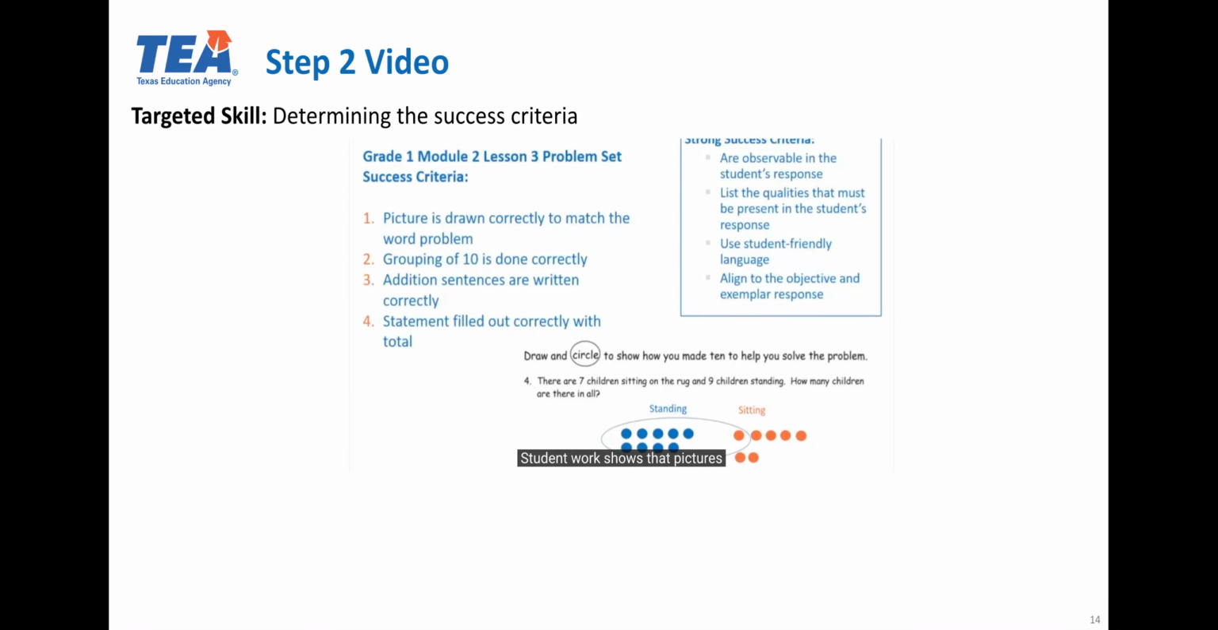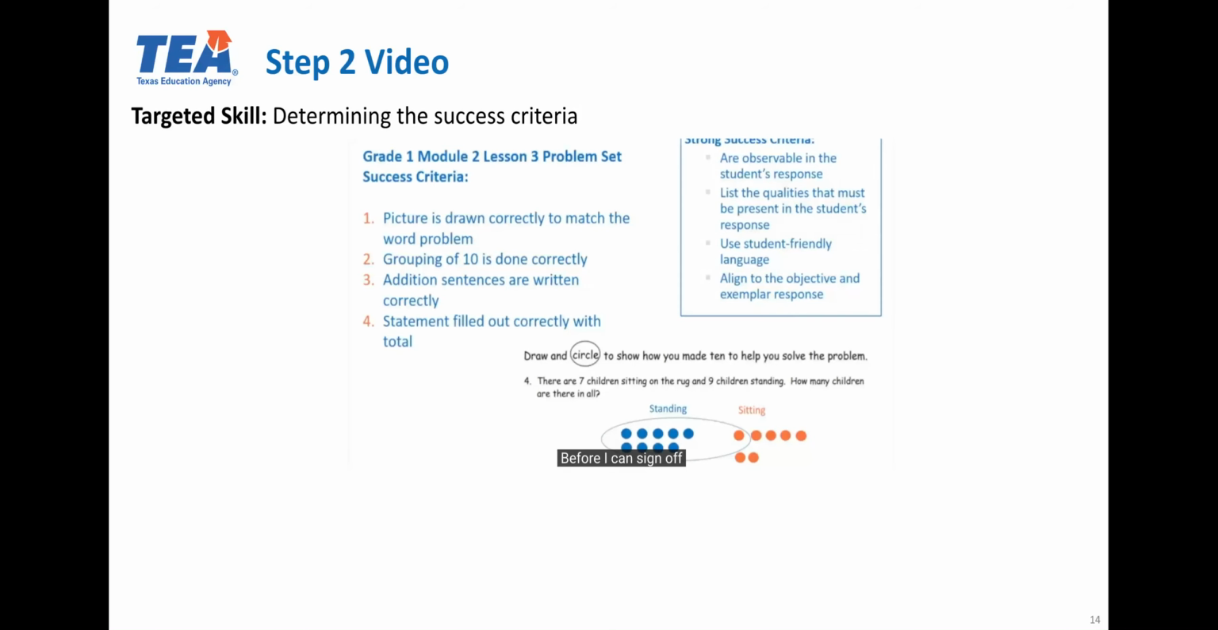Student work shows that pictures are drawn correctly to match the word problem, like in number 4. The grouping of 10 is done correctly, again when prompted, like in number 4. I'm looking to see if the addition sentences are written correctly. I'm also seeing if the statement is filled out correctly with the total.